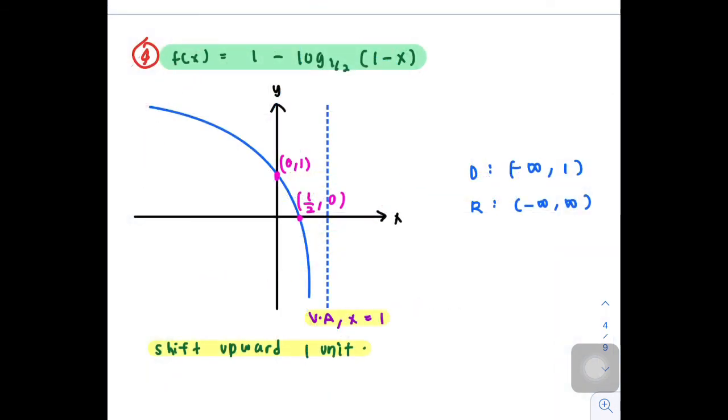Make sure you give the domain and range. The domain is from minus infinity, and we must stop here at 1. So it is minus infinity until 1, not included. And for the range, it is all real numbers.